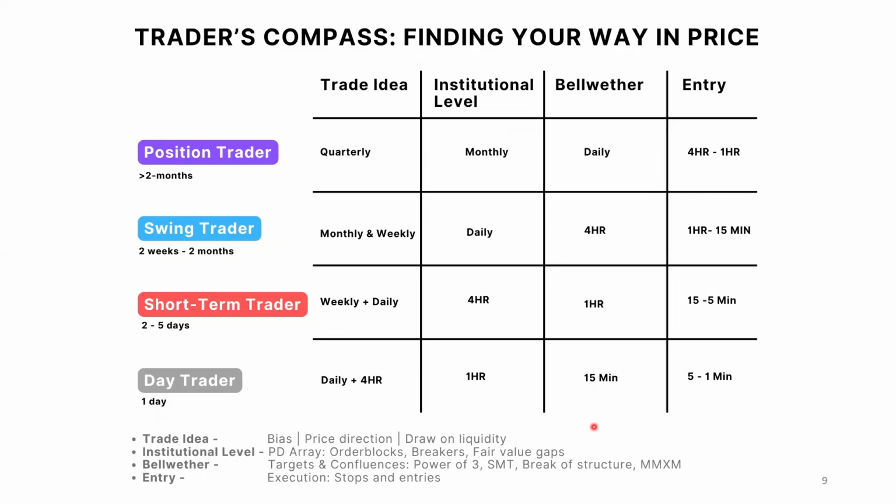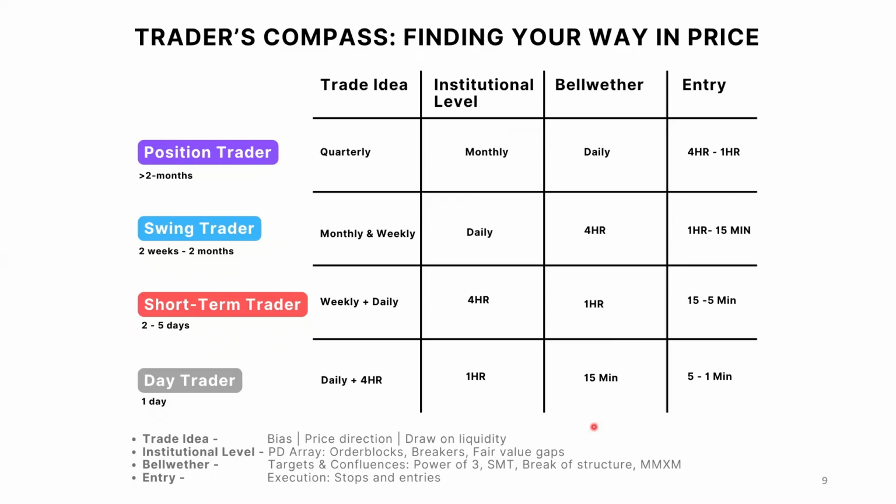So those are the levels you want to be trading off from. Then the bellwether is the time frame where you want to look for targets when you take a trade, and also confluences. So what do I mean by confluences? These are the concepts you want to now imbibe, like the power of three, the smart money tool divergence, the break of structure, the market maker model. So this is where you just refine your trade setup.